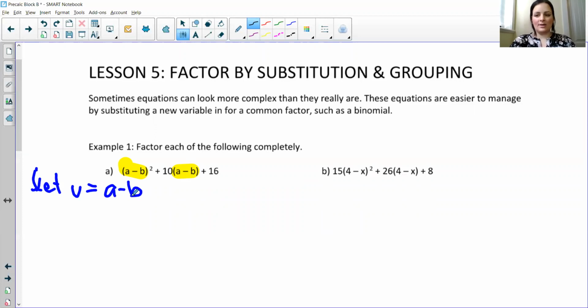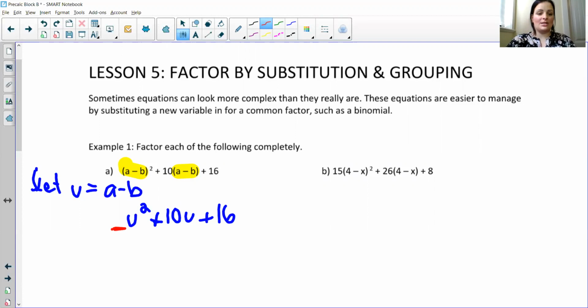So I'm going to replace everything that I highlighted in yellow with a U. So instead of A minus B squared, it's going to be U squared. Instead of 10 multiplied with A minus B, it's going to be positive 10 times U. And then plus 16 doesn't have anything to do with A minus B, so I'm just going to factor it that way.